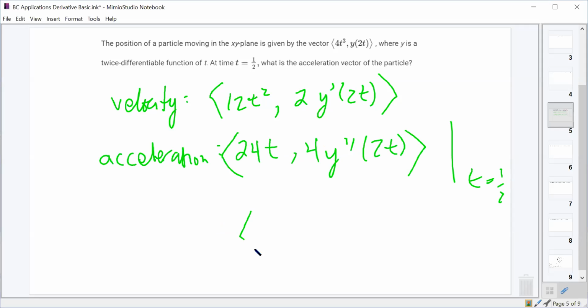Should get 12 comma 4y double prime of 1. Good or no? Any questions or issues with that?